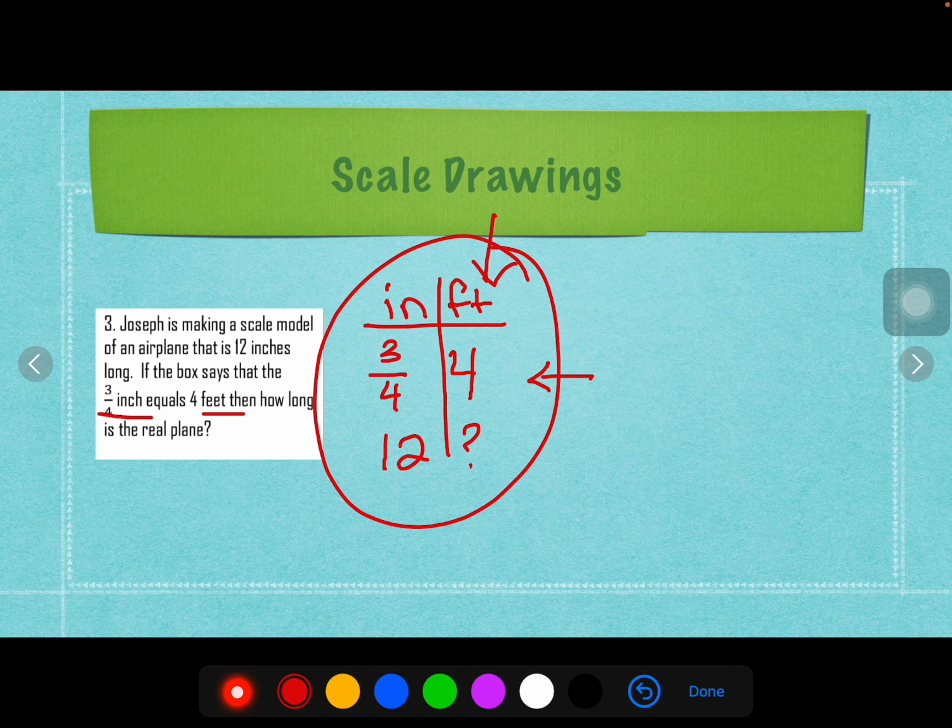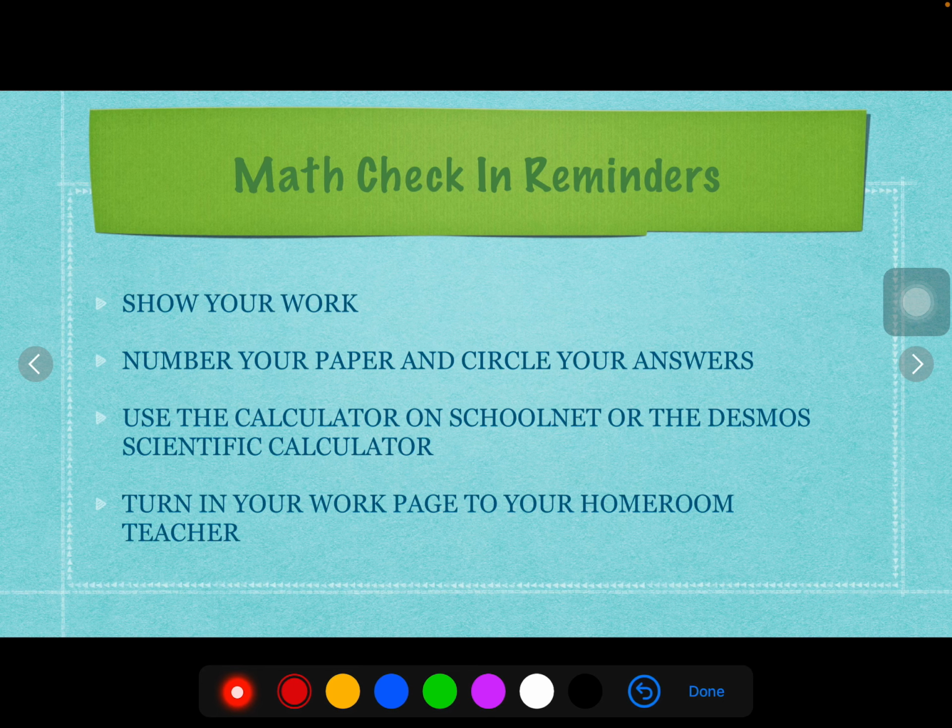So going back, make sure that you do these things, and then we will go over this later, okay?